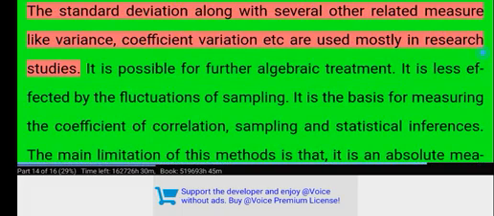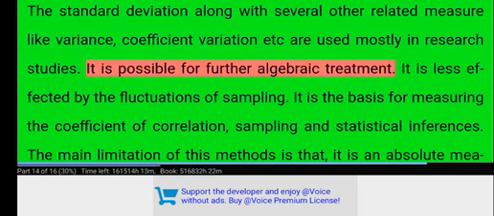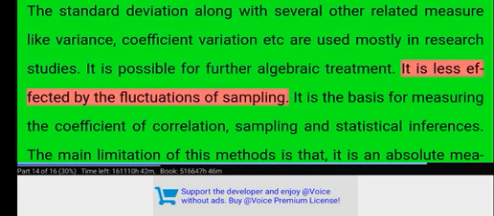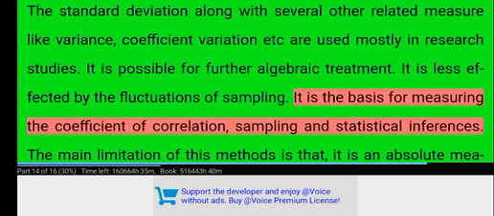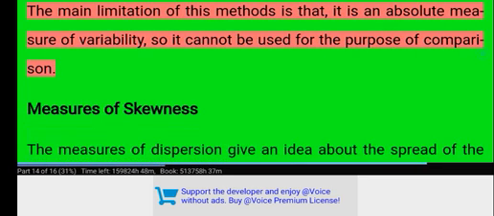The standard deviation along with several other related measures like variance, coefficient of variation etc. are used mostly in research studies. It is possible for further algebraic treatment. It is less affected by the fluctuations of sampling. It is the basis for measuring the coefficient of correlation, sampling and statistical inferences. The main limitation of this method is that it is an absolute measure of variability, so it cannot be used for the purpose of comparison.